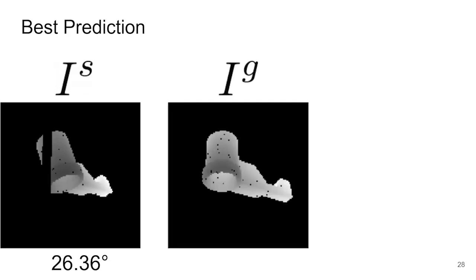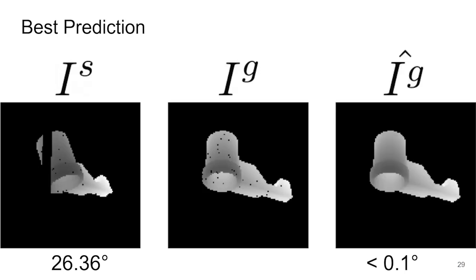After training the network, we evaluate the performance of the network on individual data points in the test set. In this example, the object starts in the orientation given by the start image IS, and we want it to reach the orientation of goal image IG, that is 26 degrees away. The network proposes a rotation that can reduce the error between the final image and the goal image to below 0.1 degrees.